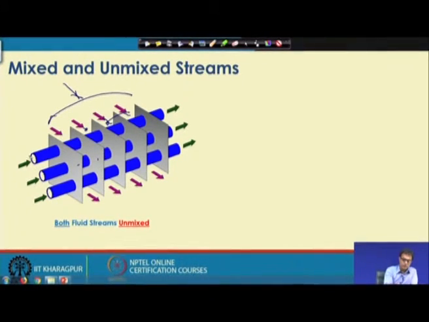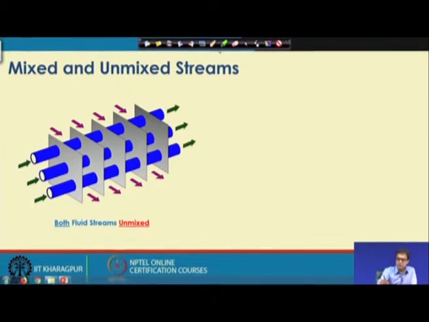Now, for this fluid stream, this is also coming from some other pipe and getting distributed to different individual pipes. So, this fluid is not able to mix with this fluid inside this tube. So, both the fluids remain unmixed.